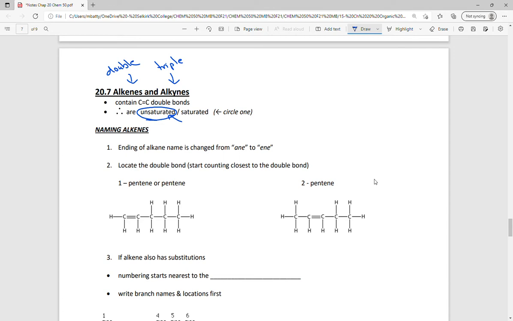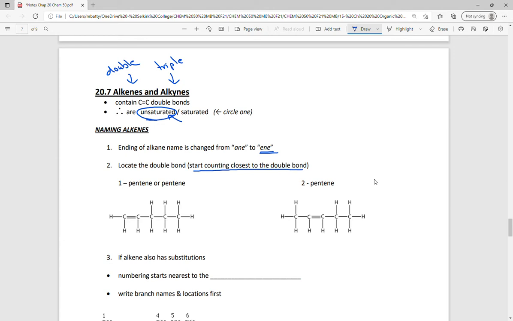We're not going to talk about ethane, we talk about ethene. We wouldn't talk about propane, we talk about propene. And this ene ending is indicating that there are double bonds in this molecule. The location of these double bonds are also numbered for where they are. So we're always going to number our carbon backbone starting closest to that double bond.